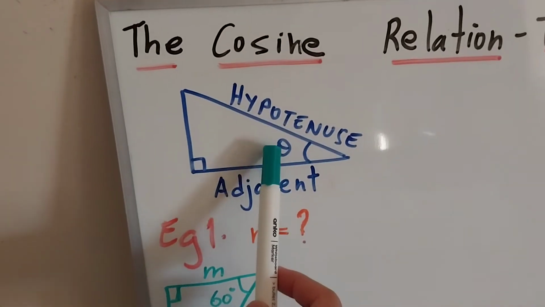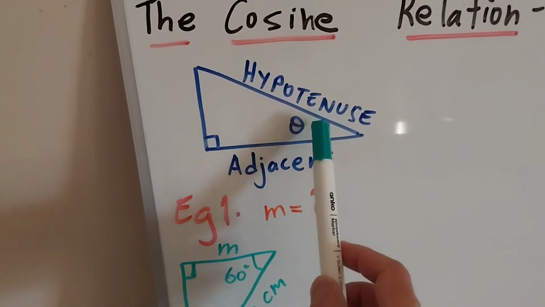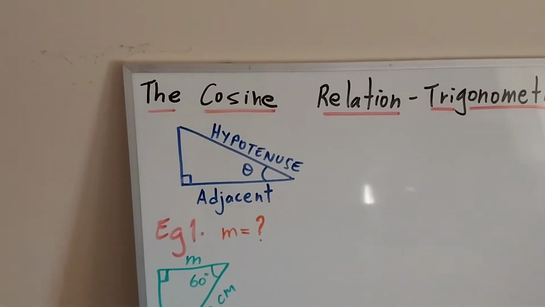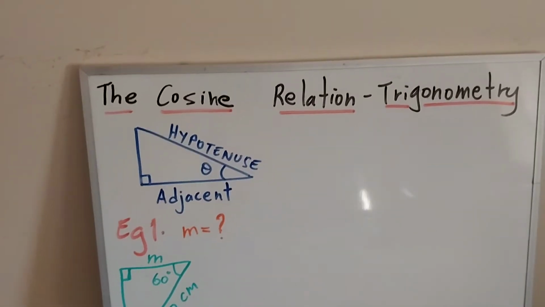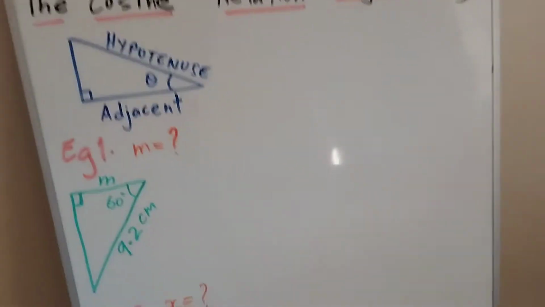Now, if that's the angle of concern, then this side over here is the adjacent side, and that side will be called the opposite side. So in the cosine rule, we are interested in the hypotenuse and the adjacent. So the cosine relation, or we also call it the cosine ratio. What is the cosine formula?